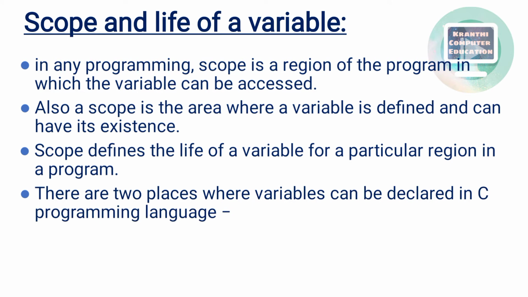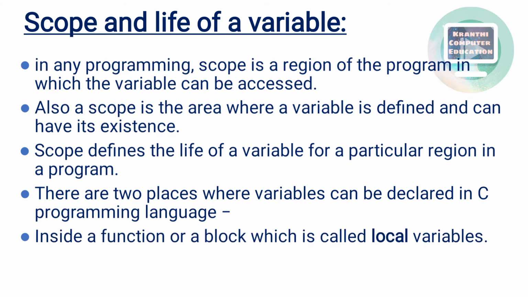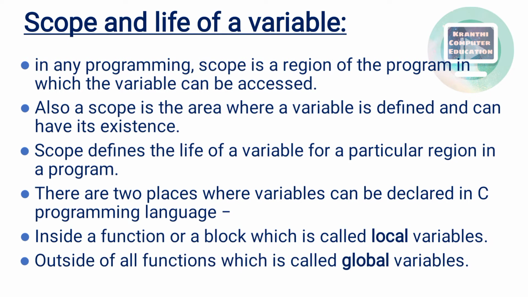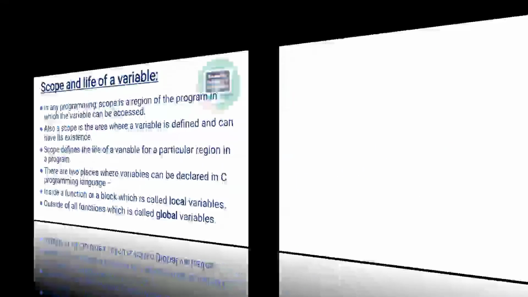There are two places where variables can be declared in the C programming language. One is inside a function or inside a block, which gives local variables. The second is outside of all functions, which gives global variables. Let's see these two kinds of variables in detail.